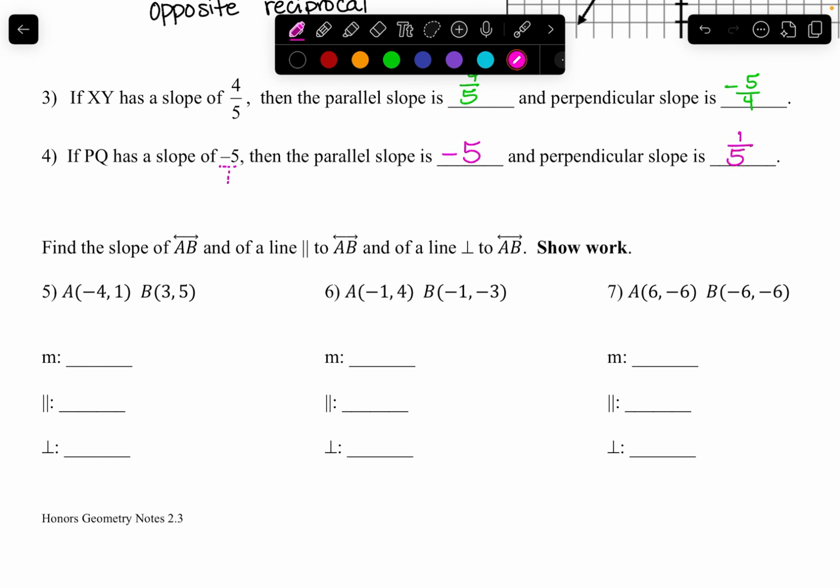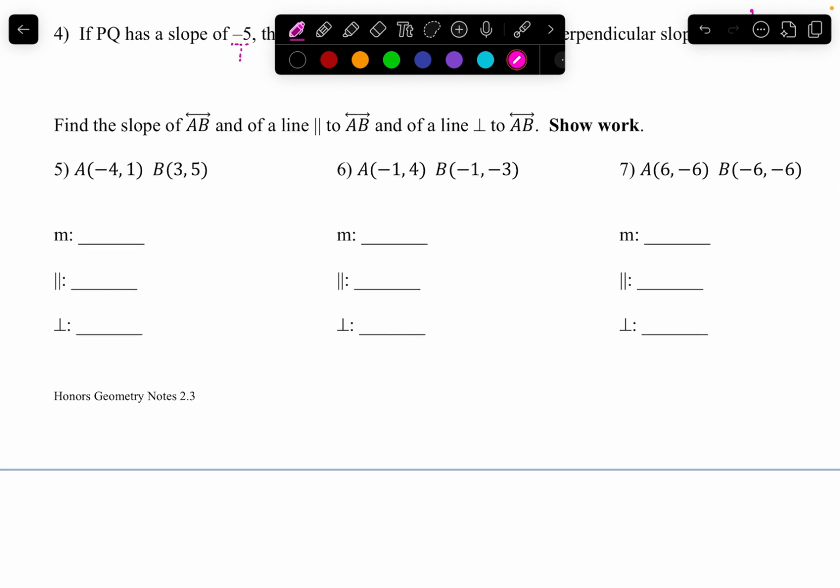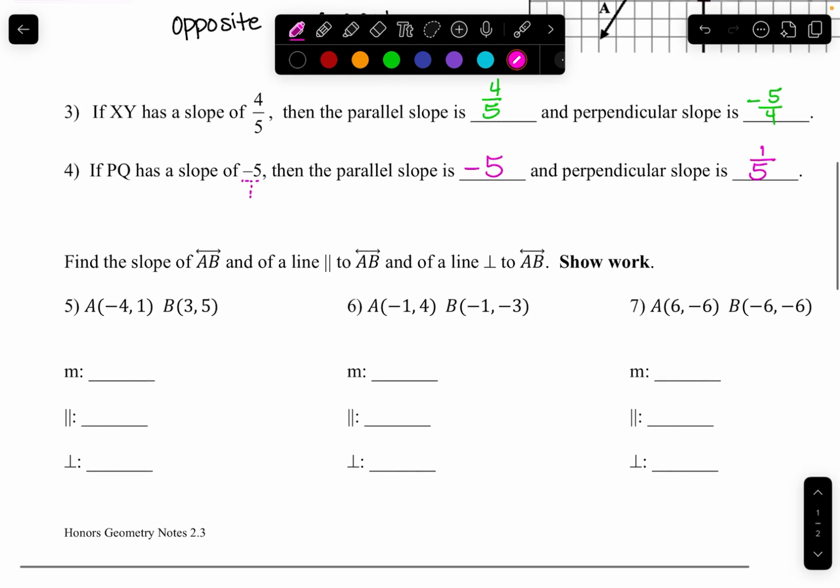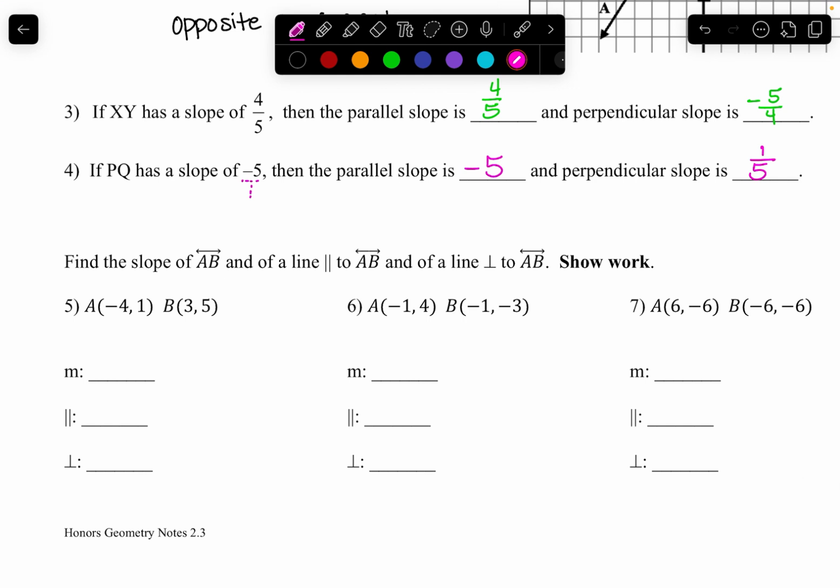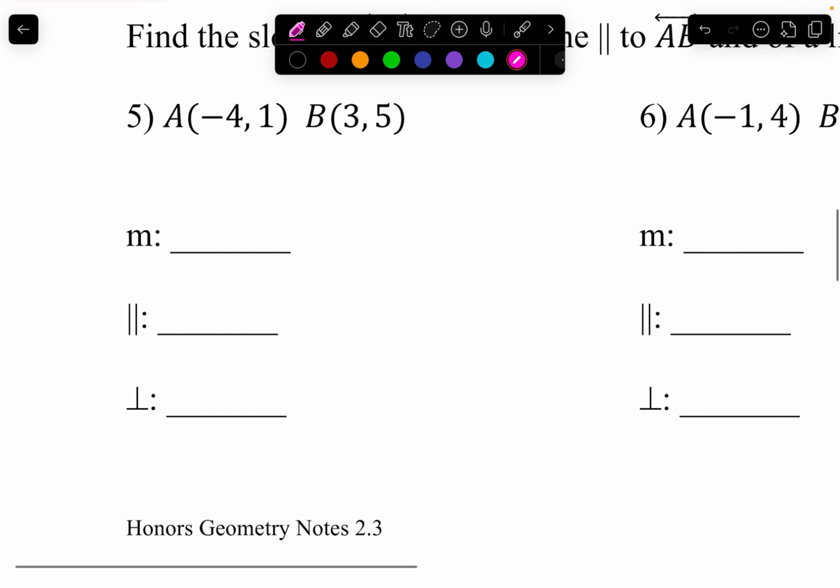Okay. All right, so for problems 5, 6, and 7, we need to find the slope, then we need to write the parallel slope, then we need to write the perpendicular slope. So it's essentially what we just did with numbers 3 and 4, but instead of giving you the original slope, we have to find that. And because we were given 2 coordinates, we get to use the slope formula, which is your y2 minus y1 over x2 minus x1. So we always want to start this with our y values.